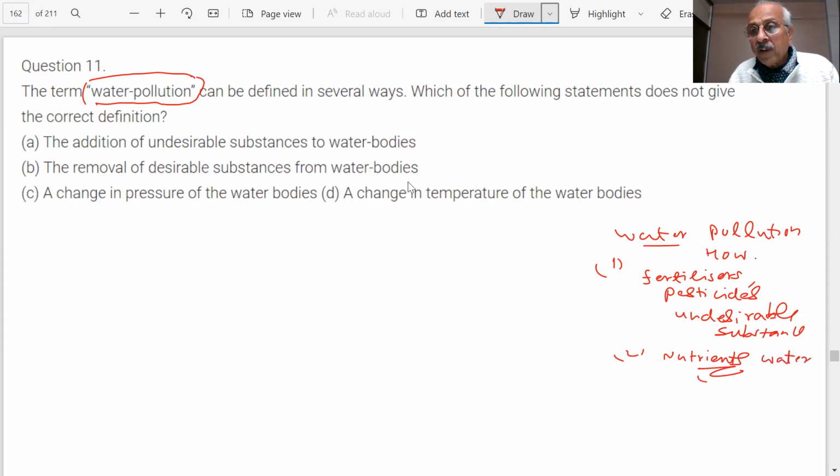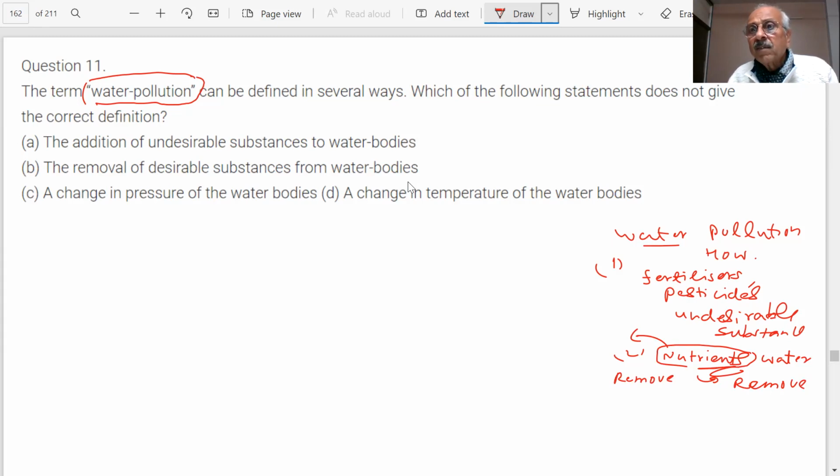If I remove them, what will happen? If these nutrients are removed, there is aquatic life also in the sea. You know that? In the water bodies you have water plants. If they also need nutrients, and if I remove them, what will happen? Will that lead to water pollution or not? Yes, sir. Okay.